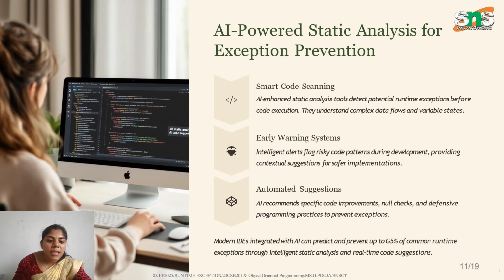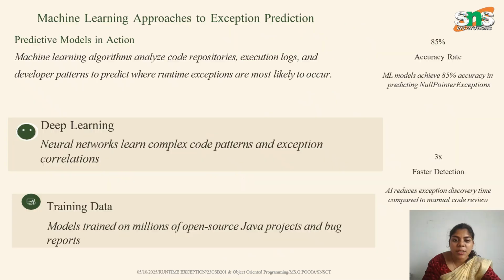AI-powered static analysis: modern development tools now use AI-powered static analysis to prevent runtime errors. These tools can scan your code in real time and provide early warnings for risky operations. They suggest null checks, input validations, and try-catch structures to make your code safer. And studies show that such AI-assisted tools can prevent up to 65% of the runtime exceptions before deployment.